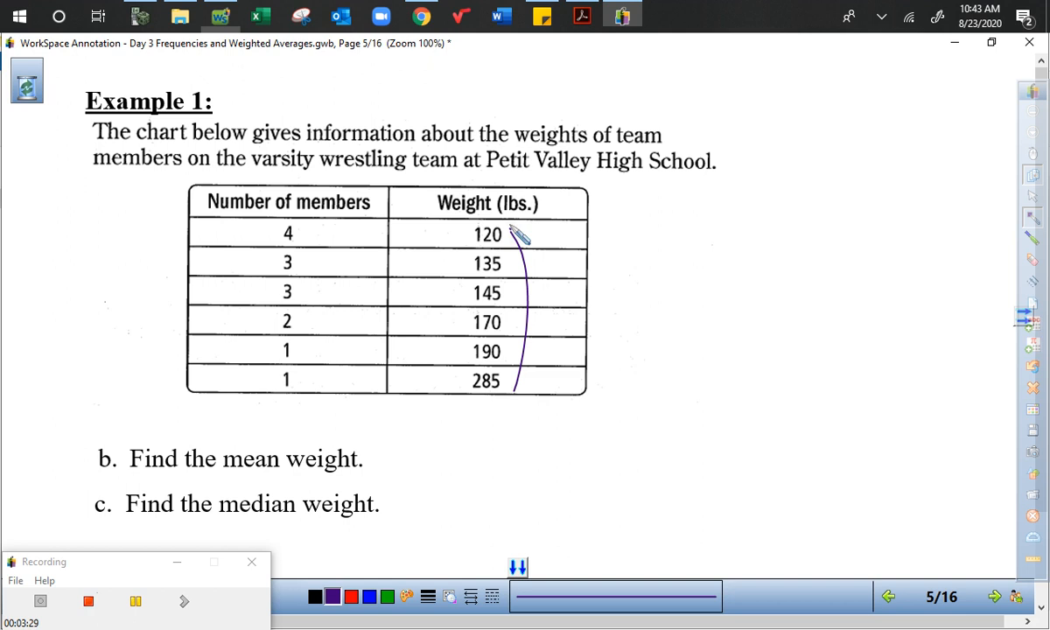One way to do that is literally take 120 plus 120 plus 120 plus 120, or we can just say that's multiplied by 4. So a lot of times with weighted averages, we just multiply by the weight. That would look like 120 gets weighted by 4, and then the 135 gets weighted by 3, the 145 gets weighted by 3, 170 counts for 2, and then the other guys only count for 1.